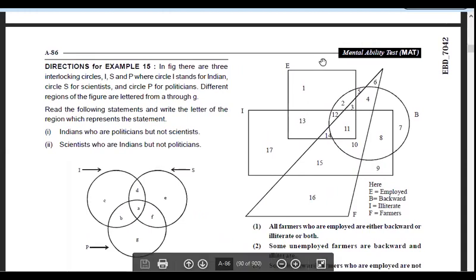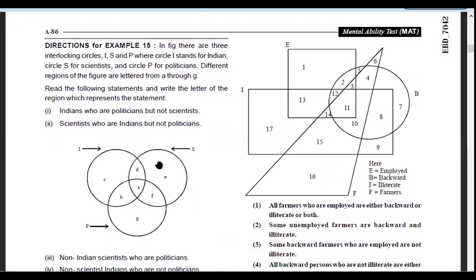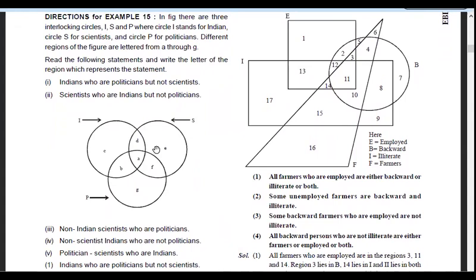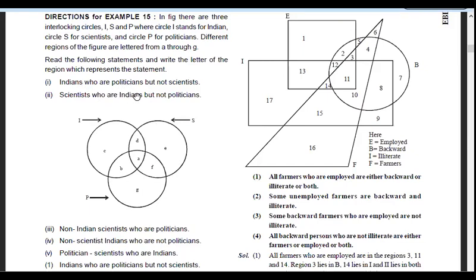Okay, so see this. So we have three sets: Indian, politician, scientist. Read the problem, everyone. Now we have the diagram. First one, Indian. This is a set of Indians, this is a set of scientists, this is a set of politicians. This is the second type of problems. First is Indians who are politicians but not scientists. So the answer is B. Very good, everyone. Second one, tell me.